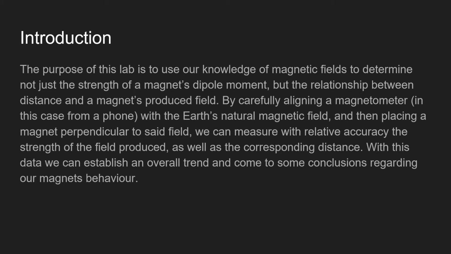By carefully aligning a magnetometer, which in this case was from our cell phone, with the Earth's natural magnetic field, and then placing a magnet perpendicular to said field, we can actually measure with relative accuracy the strength of the field produced by just the magnet, as well as the corresponding distance. With this data, we can establish an overall trend and come to some conclusions regarding our magnet's behavior.